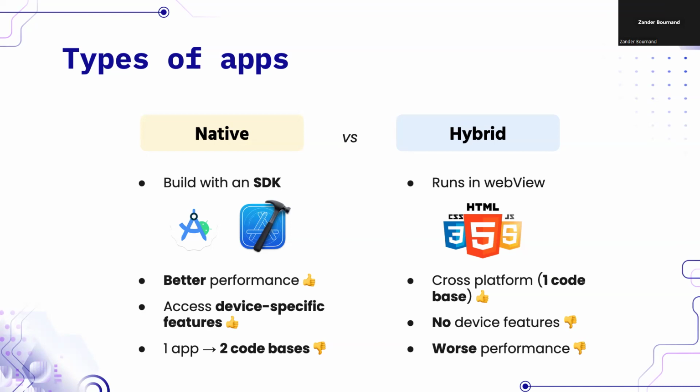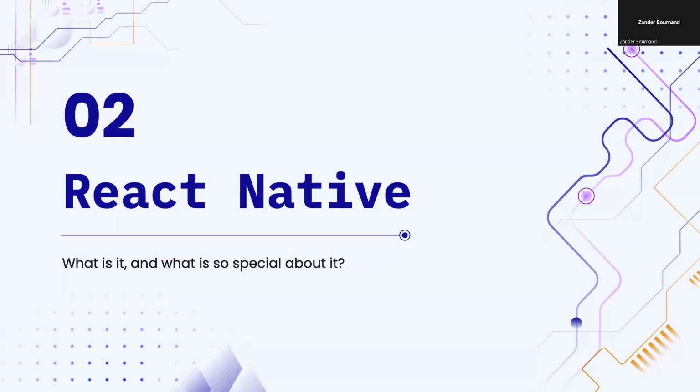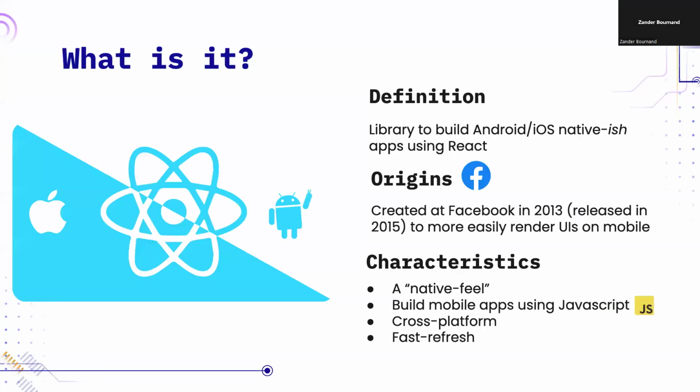And where React Native lives is sort of in between, and we'll dive right in now into what React Native is. So what is it and what's so special about it? React Native is one way of building apps. It's a library to build native-ish apps. We'll see why native-ish for both Android and iOS using React. So probably most of you know what React is. It's a web development library. It is very, very popular, the most popular one by far.